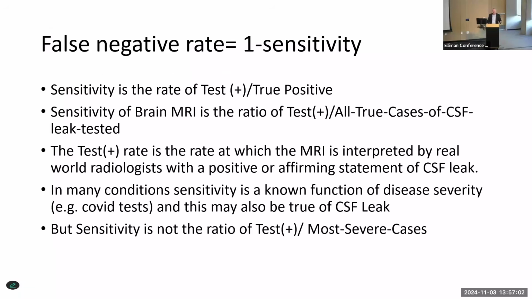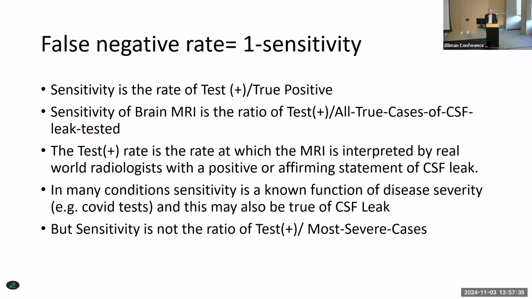So the false negative rate, how often a study will say that something is negative or normal, is 1 minus the sensitivity of the study. Sensitivity of the study is kind of as it sounds. It's the rate of being test positive when in fact you are truly positive. And the sensitivity of a brain MRI is the ratio of test positive divided by all true cases of CSF leak that were tested. And the test positive rate, i.e.